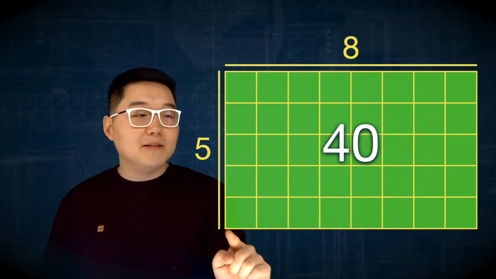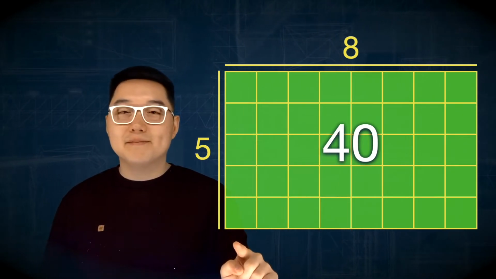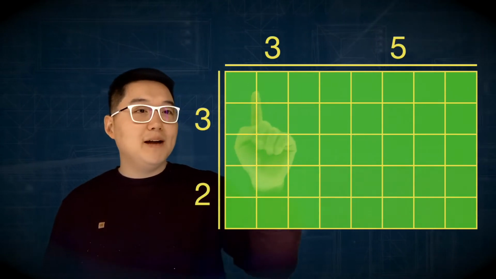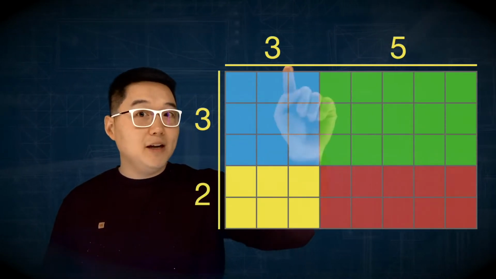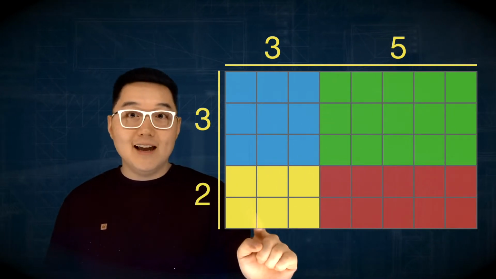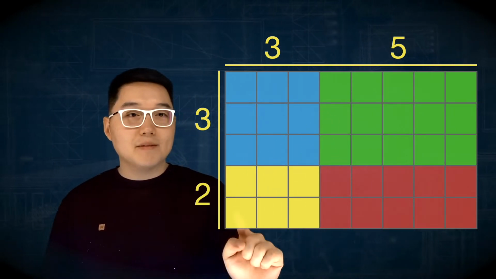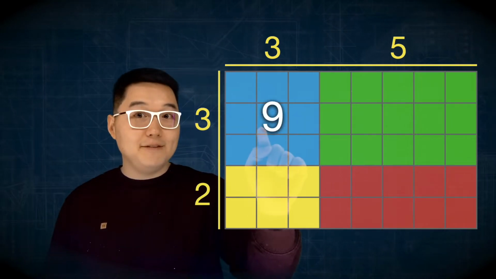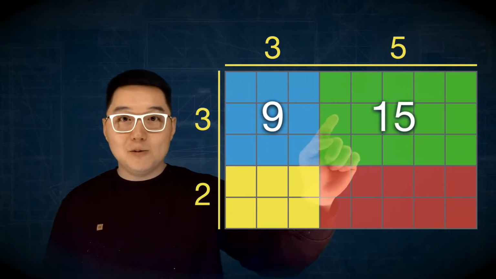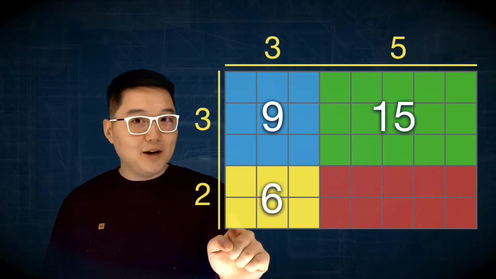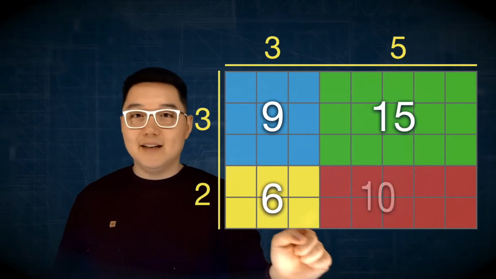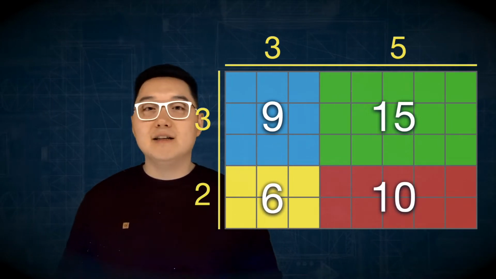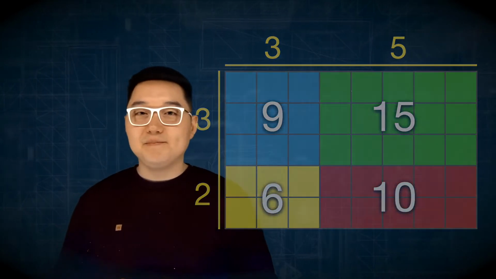You can count them out. There's actually 40 of them total. The other way to find the total area is again multiplying the length and width of each of the 4 sections and then adding them all together. So for the first rectangle, we see 9 square feet. Then we got 15 square feet. Then we got 6 square feet. And then lastly, we got 10 square feet. So if we add them all together, we again get 40 square feet.